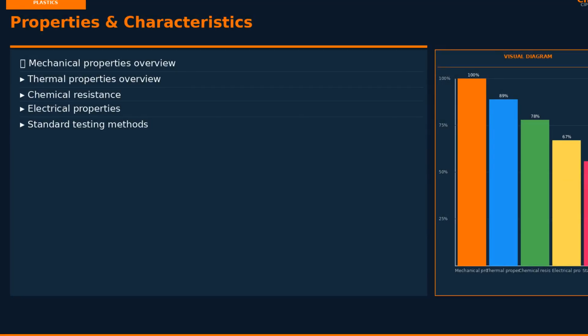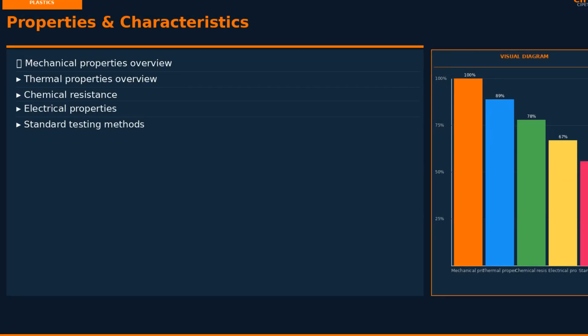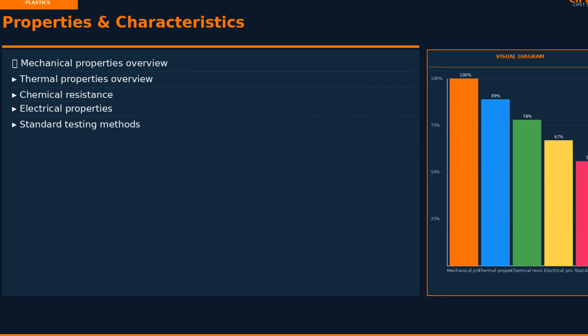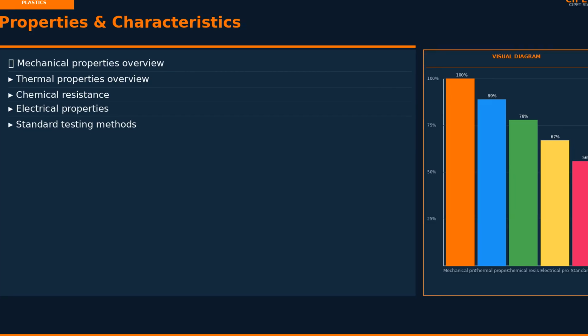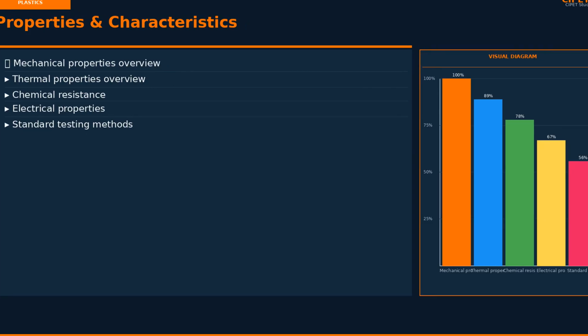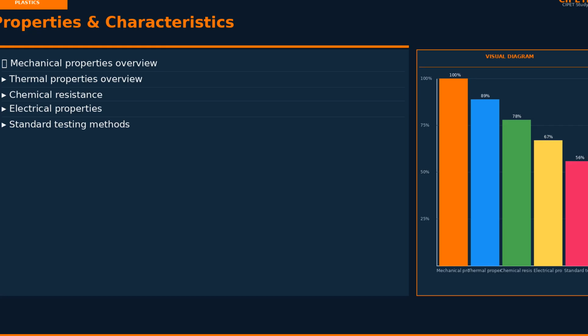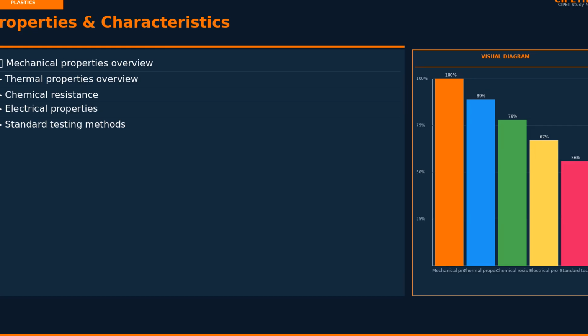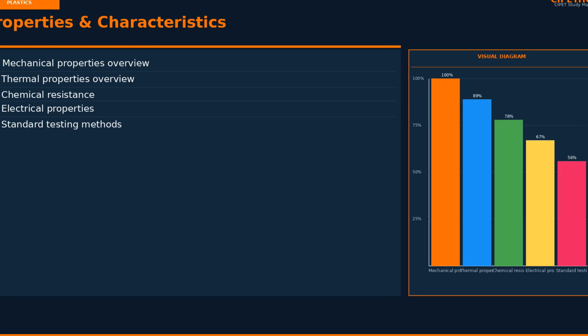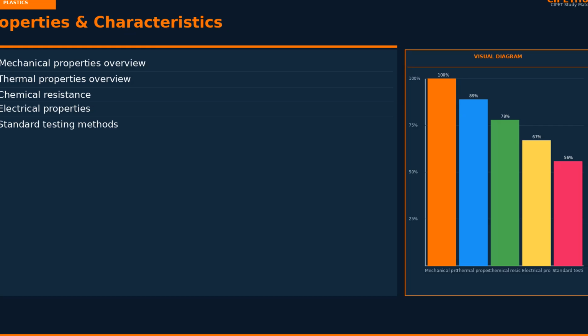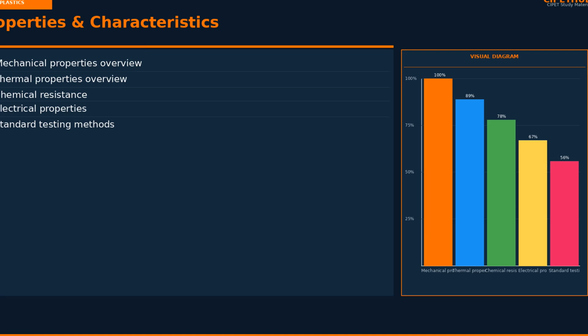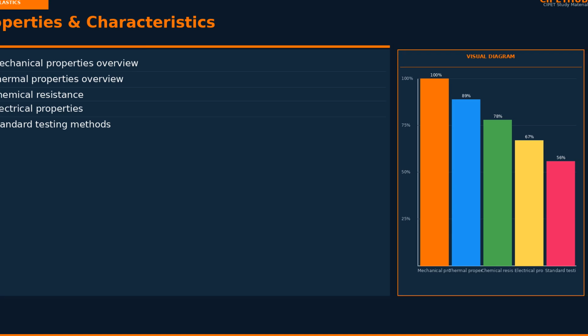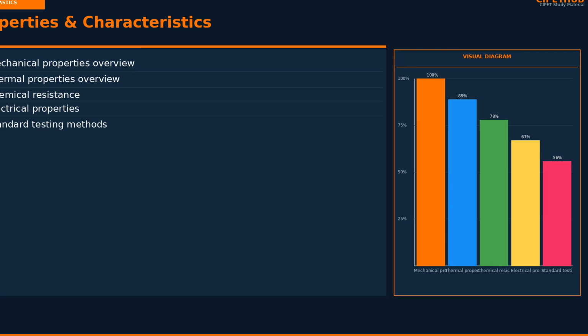Dear students, the properties and characteristics are the heart of extrusion process in plastics manufacturing. We study both mechanical and thermal properties in this section. Chemical resistance is particularly important in the petrochemicals industry. These properties determine which material or process we select for a given application.